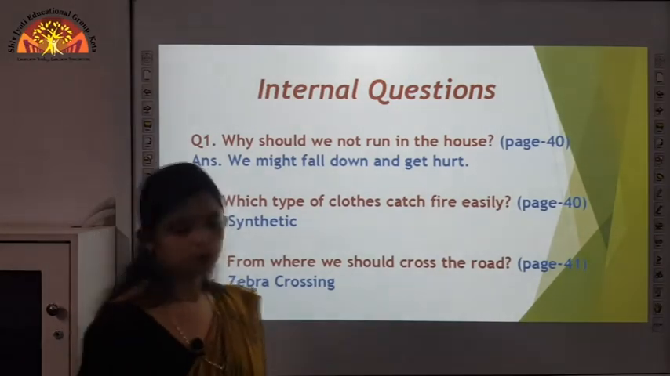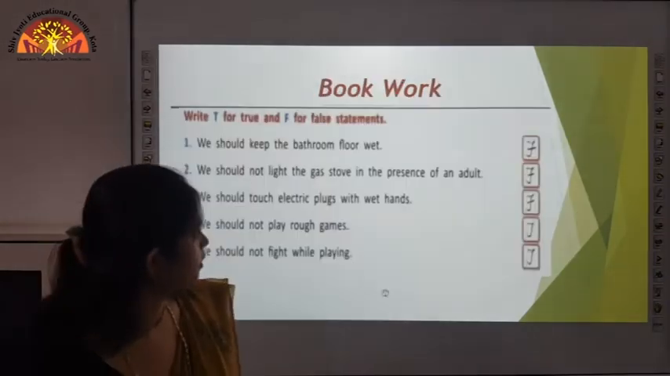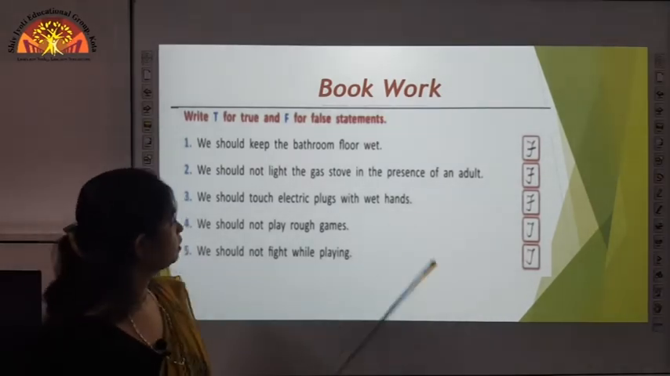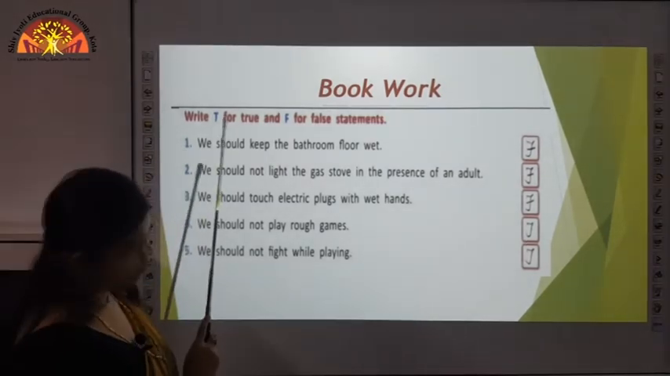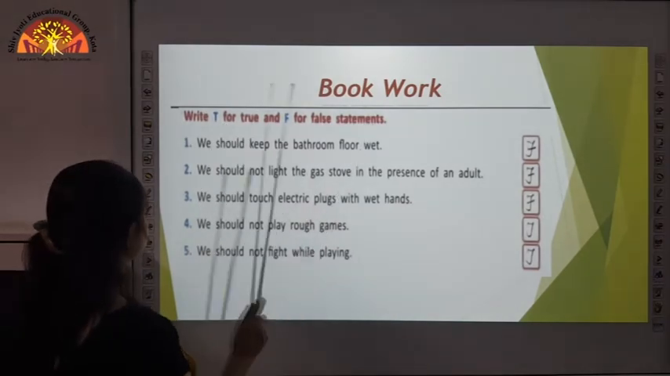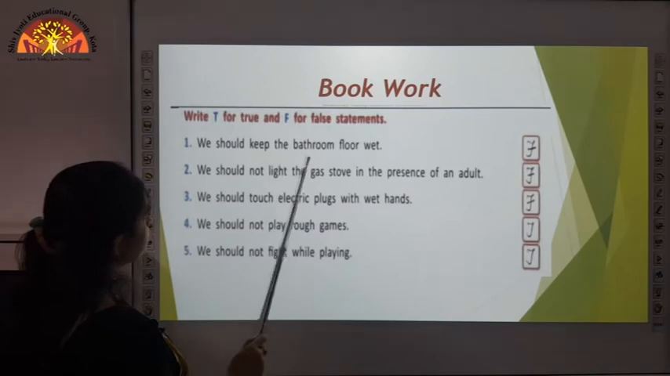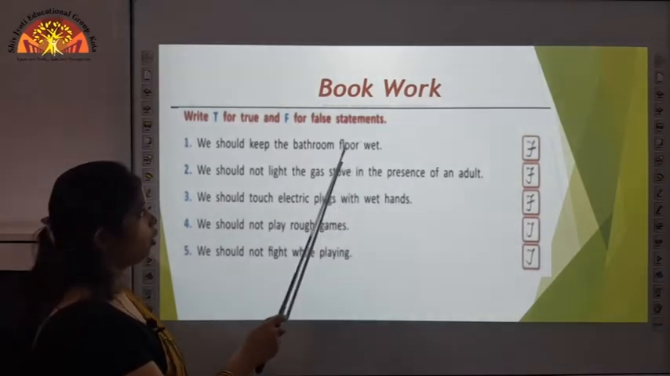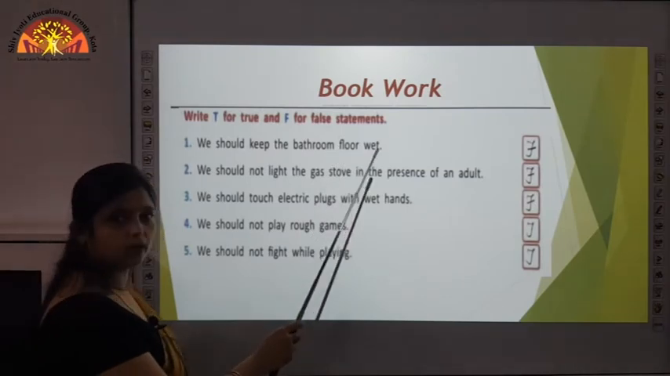Now we come to the book work of this chapter. Open your books, page number 41. The first exercise is, write T for true and F for false statements. First, we should keep the bathroom floor wet. This is a false statement, because on a wet floor you can slip and get injured.